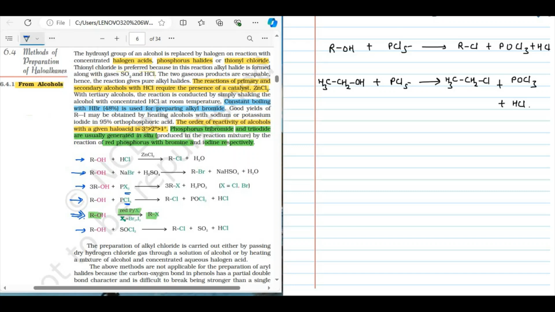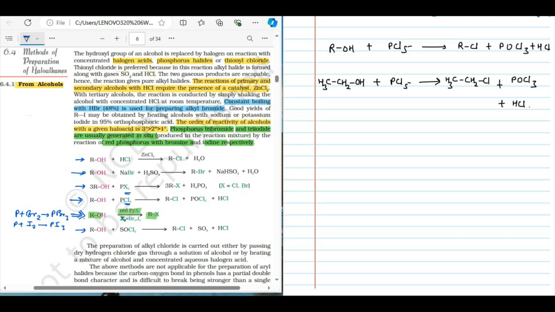So here you can understand it. When phosphorus reacts with Br2, it generates PBr3. When phosphorus reacts with I2, it generates PI3. So the reaction is nothing but the same as we just have discussed with alcohol and PX3. But the formation of PX3 in case of bromine and iodine takes place inside the reaction mixture. That's why we have to take red phosphorus with Br2 or I2.